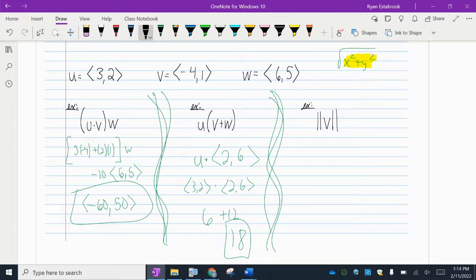So when we are doing the magnitude of v, it's essentially the square root of v dot v, the dot product. Some of you were getting really quick on doing those dot products. When I do v dot v, it's -4 times -4 plus 1 times 1. Add those together. So the magnitude of v is equal to the square root of 17.